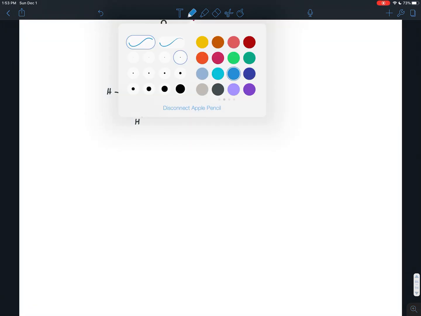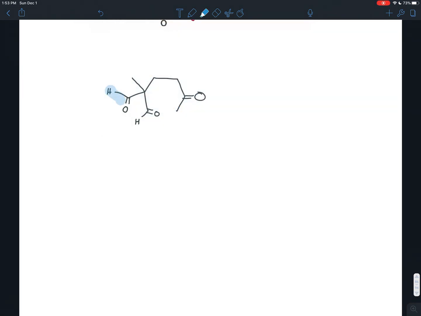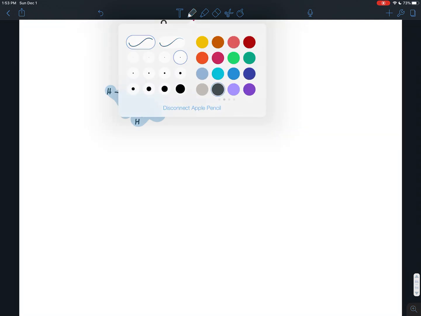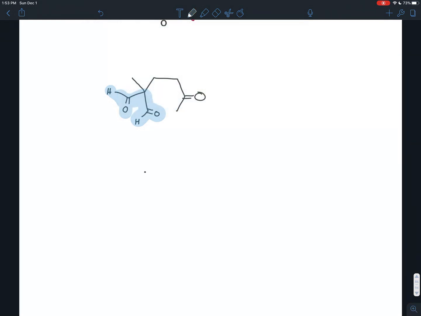So, for example, if we took this right here, let's draw that out. We have that one carbon here, and we have another carbon with an aldehyde to the right of it, and another carbon with an aldehyde to the left of it. We also have a methyl group here. So that is this molecule here.